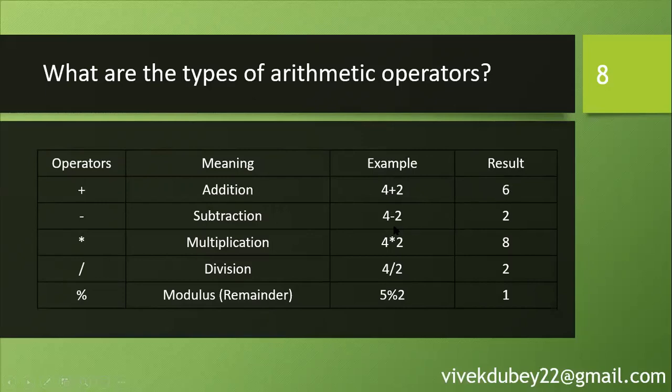By this example, we can easily get the result. 4 + 2, how much? It is 6. 4 - 2, 2. 4 × 2, 8. 4/2, 2. 5%2, here we are getting a remainder 1. Okay, 5%3, the remainder will be 2. So like that, these operators operate on the operands.